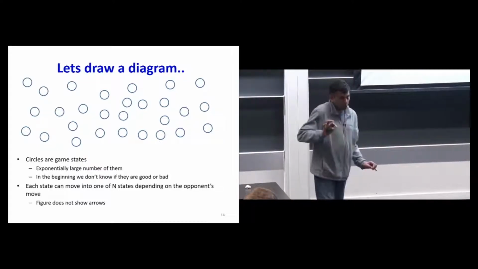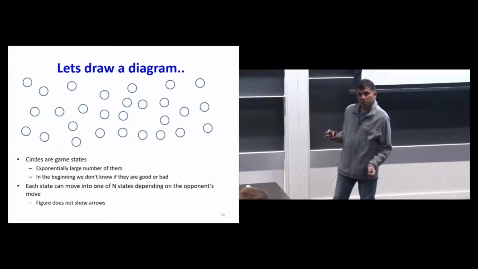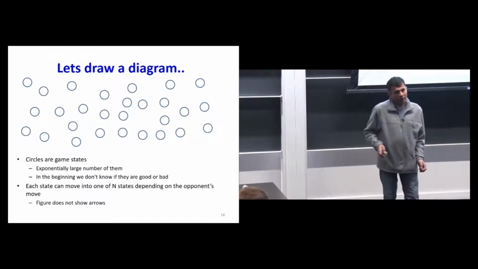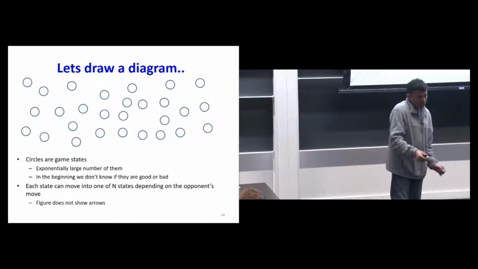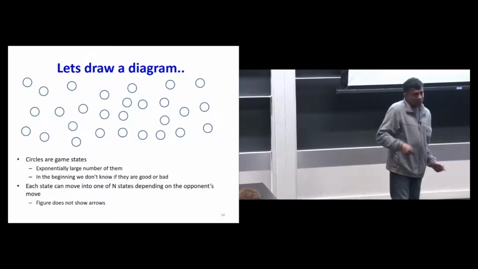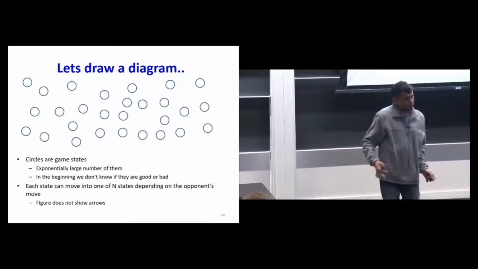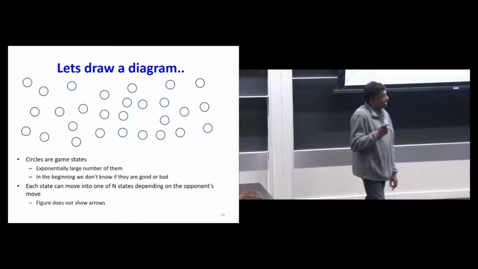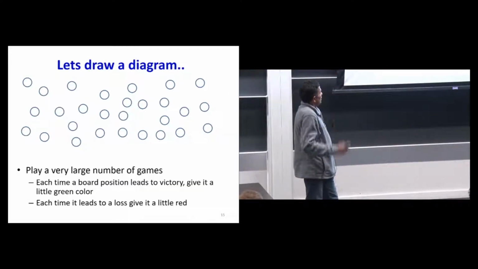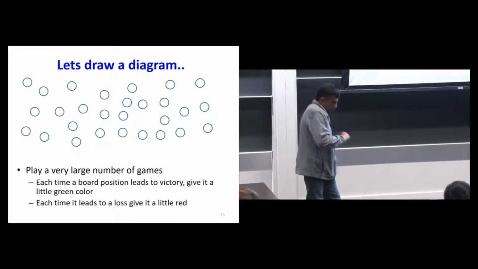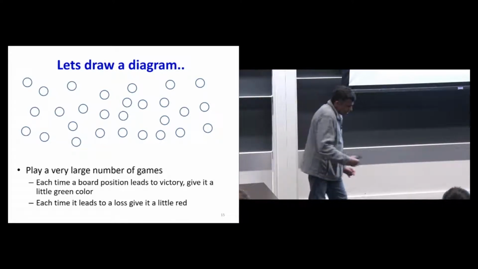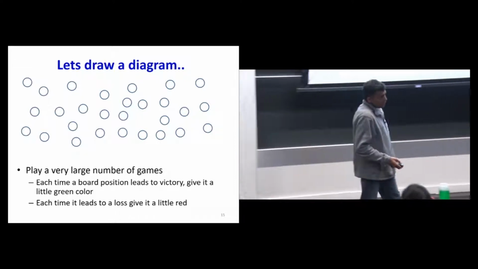In the beginning, we don't know about any of these game states, whether these are good or bad. Now, each of these states can move into a certain number of other states when you move a coin. I haven't drawn the arrows, but there are going to be arrows from states to other states, right? Now, you play a very large number of games. When you play a large number of games, some games you will win, some games you will lose.